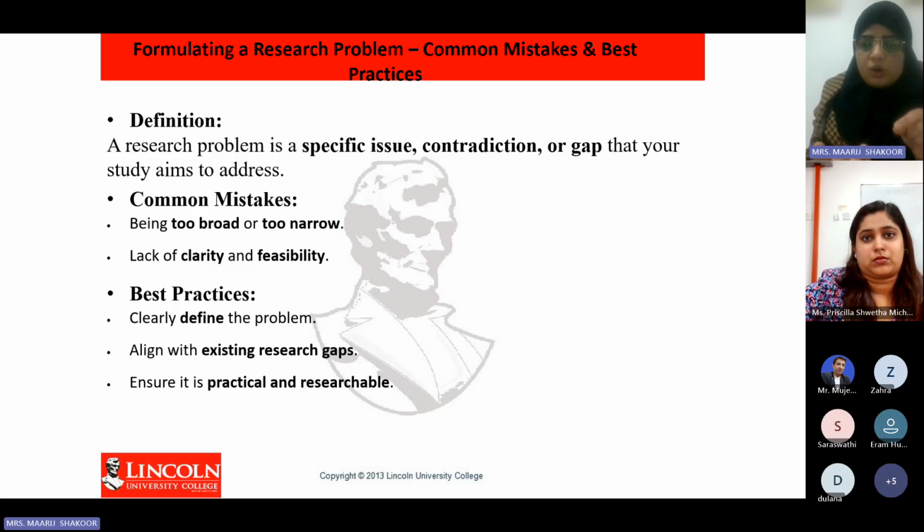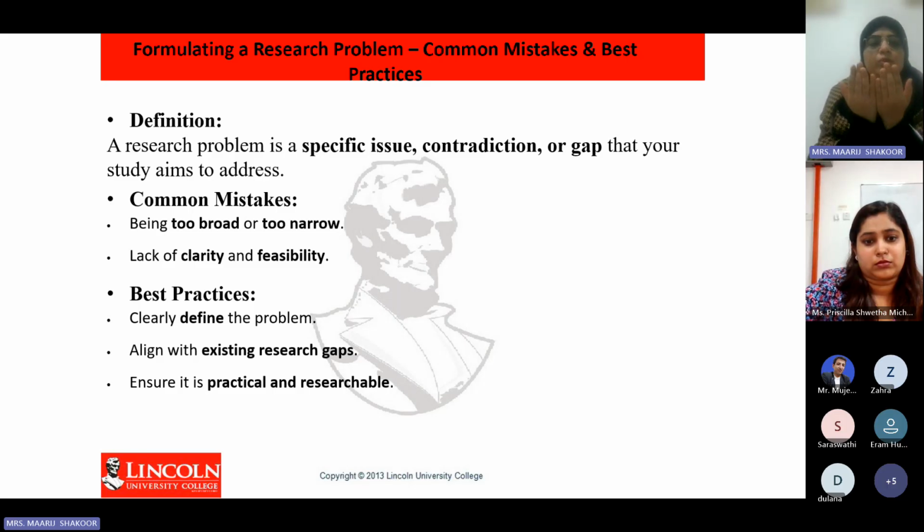If you are not clear in your concept, then how can the reader, your supervisor or the funding authority get clarity? So your clarity should be there. You should be very much concerned about that. Yes, this is the concept, I got it, now I can make anybody understand. Okay. Best practices: clearly define the problem, and align with existing research. Alignment should be there.